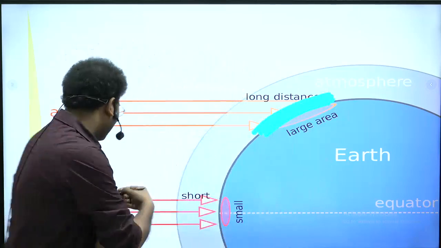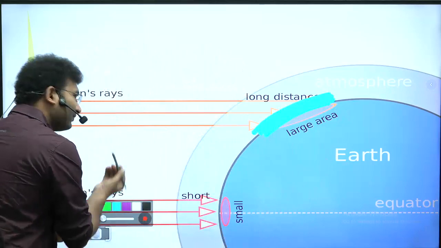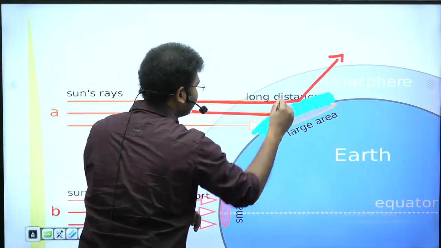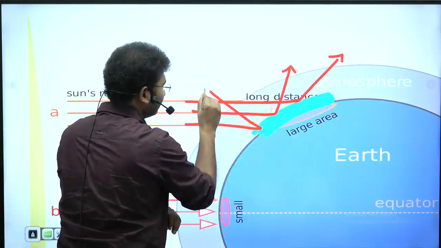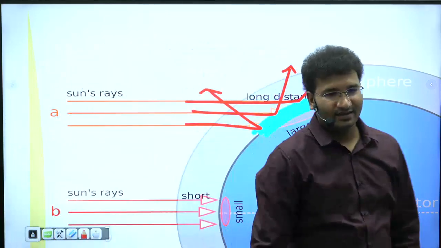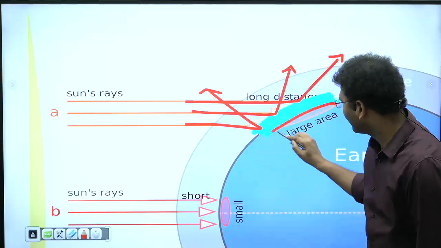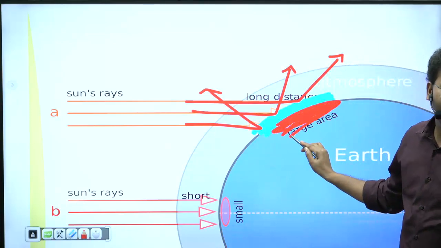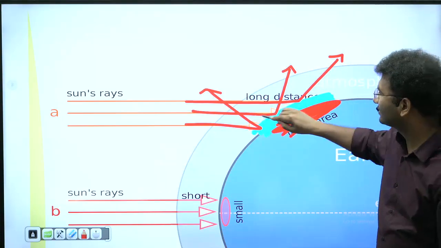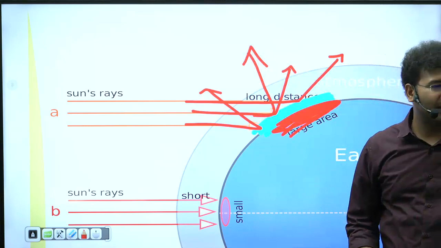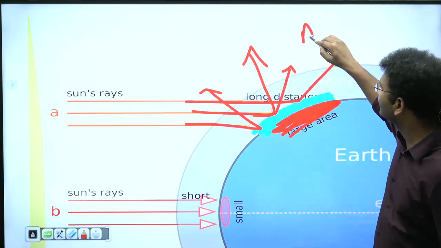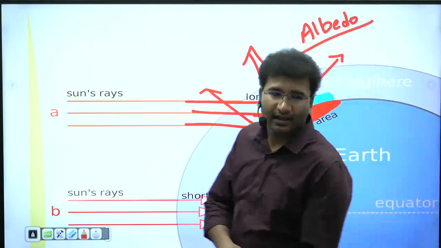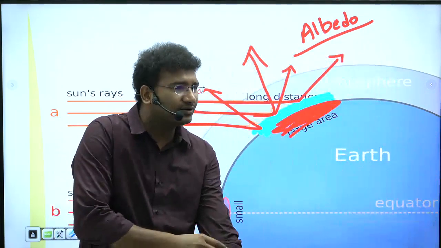ठीक है? What happens? These rays, for a few months, if they are coming, they are reflected. और जमीन कहां पर है? जमीन अंदर है. That is, the rocks are somewhere beneath. So if there is snow, snow will always reflect. So basically, this reflection is called albedo.